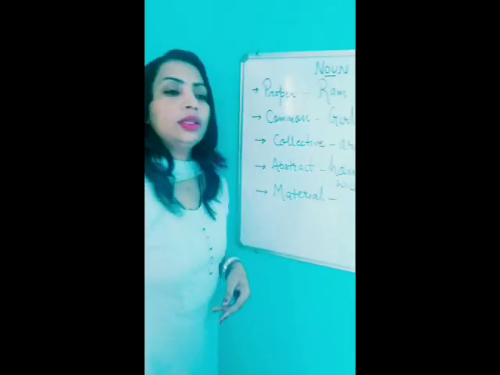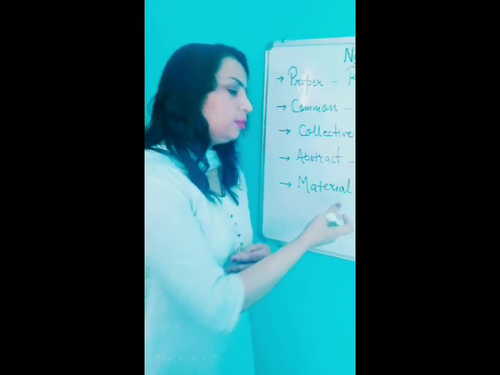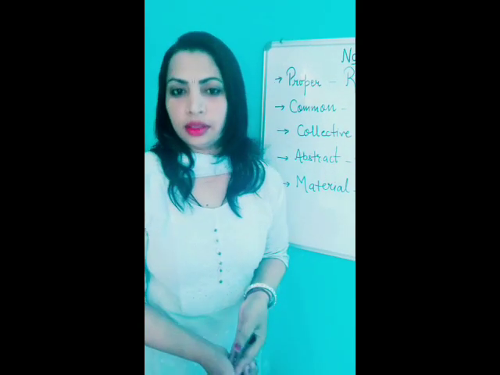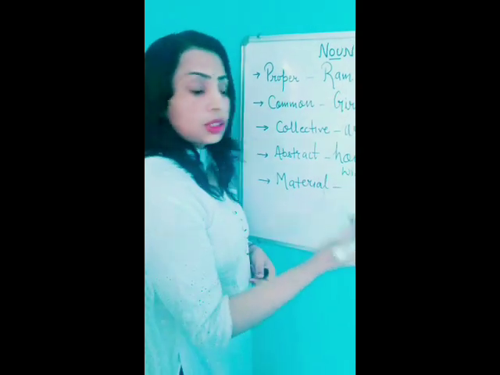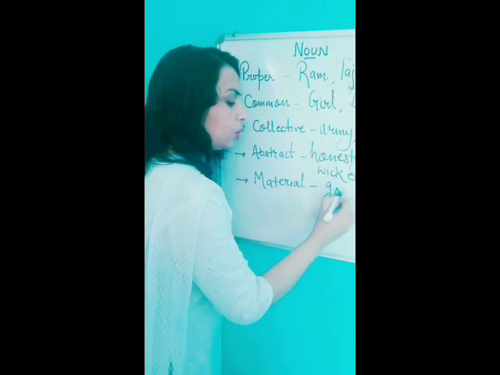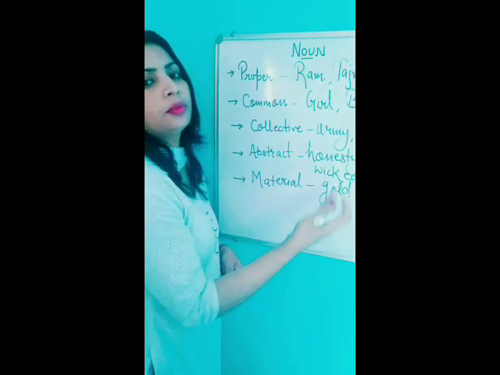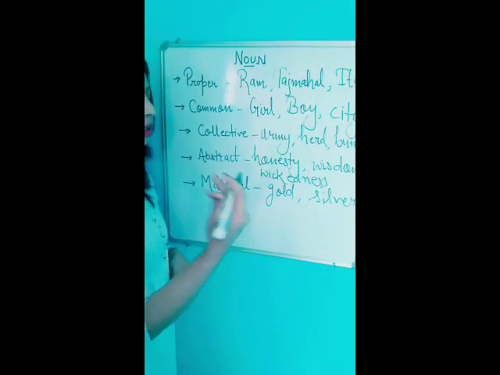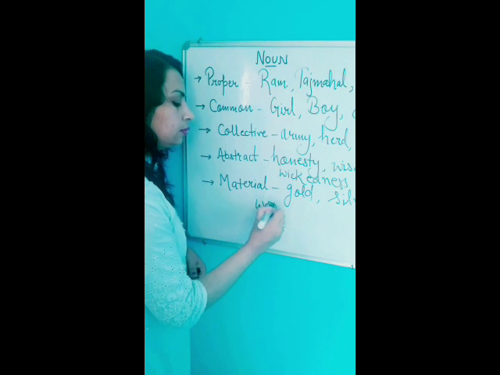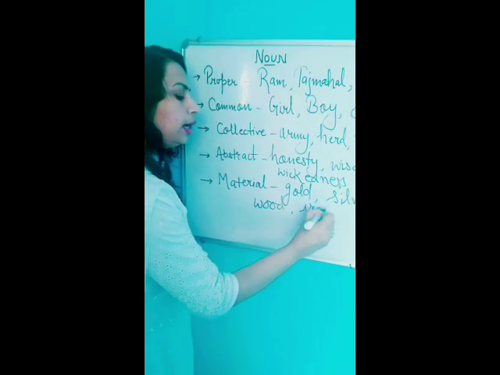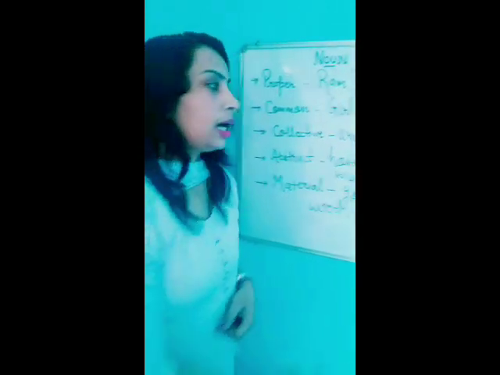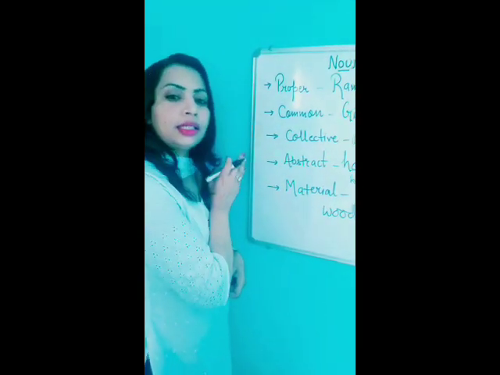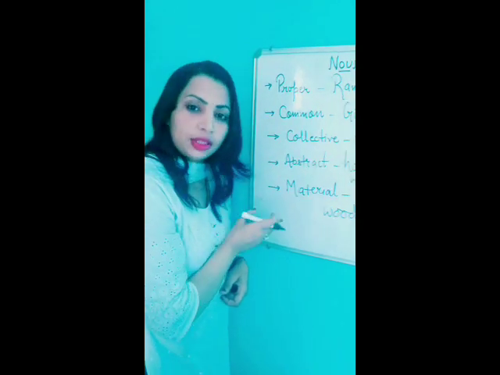Now last one is material noun. Again very much is clear with this name. Material, the nouns which related to the materials or substance you can say, like gold, materialistic thing, material noun. Silver, wood, iron and many more. So these are 5 nouns: proper noun, common noun, collective noun, abstract noun and material noun.